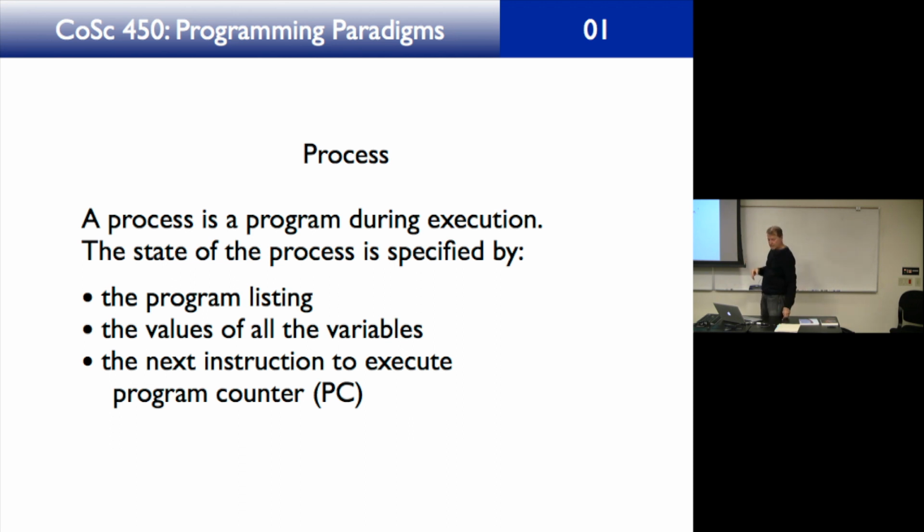So what has to happen is that's what the process control block stores. It stores the state, the values of all the registers, and furthermore, a pointer, called the program counter, of which instruction is going to be executed next, right? So the state of the process is specified by the program listing, the values of all the variables, and the next instruction to execute, so that you can start up at that point with those values, and it will appear as if nothing happened, as if it never got interrupted. Is everybody clear on that?